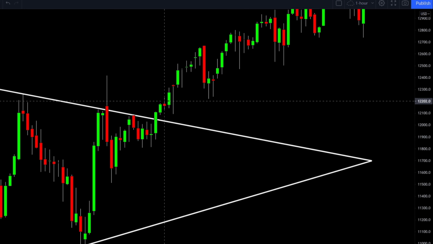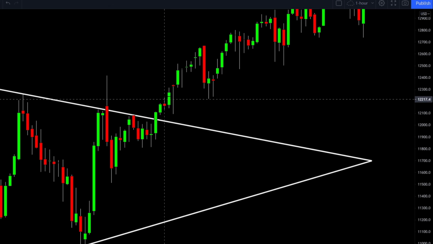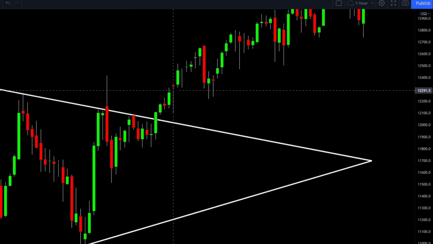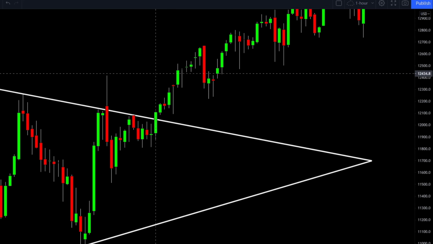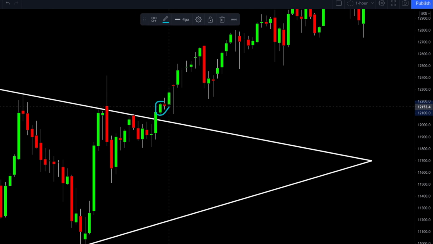So some traders wait for another day, so yet another candle to close outside the triangle. Or some traders even wait for more confirmation. But if you would have waited for one confirmation candle, you would have entered right here.